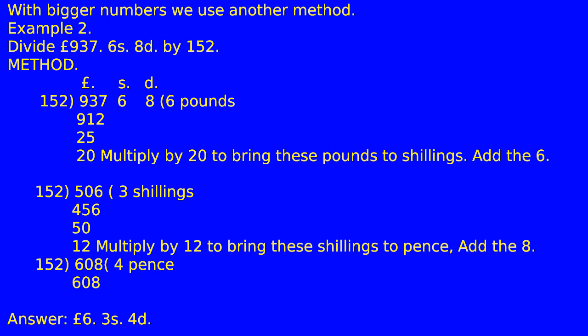152 into 506 goes 3 shillings, with 50 shillings over. Multiply by 12 to bring these shillings to pence. Add the 8. 152 into 608 goes 4 pence. Answer: 6 pounds 3 shillings 4 pence.